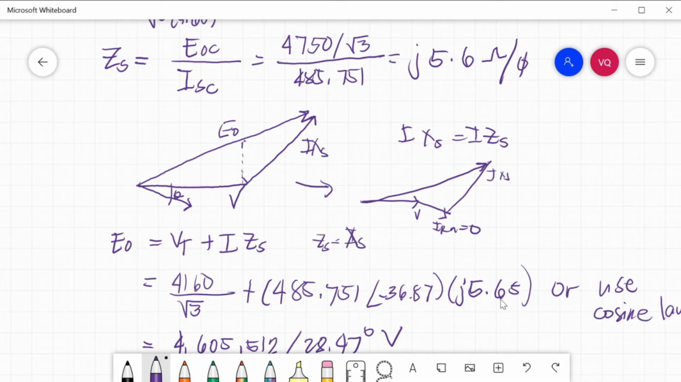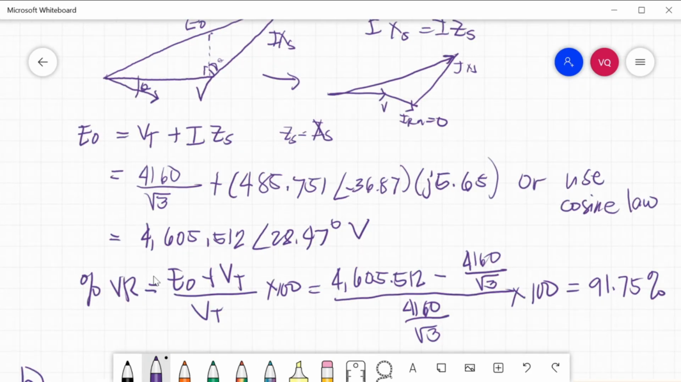So j5.65. Or you can solve this EO using the cosine law, with the angle 90 plus theta. You will get the same result. So EO is equal to 4,605.512 angle 28.47 degrees volts.